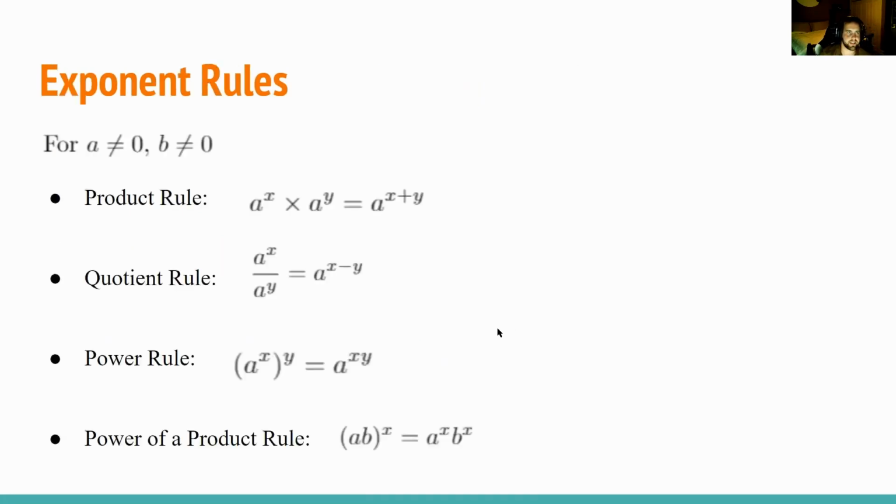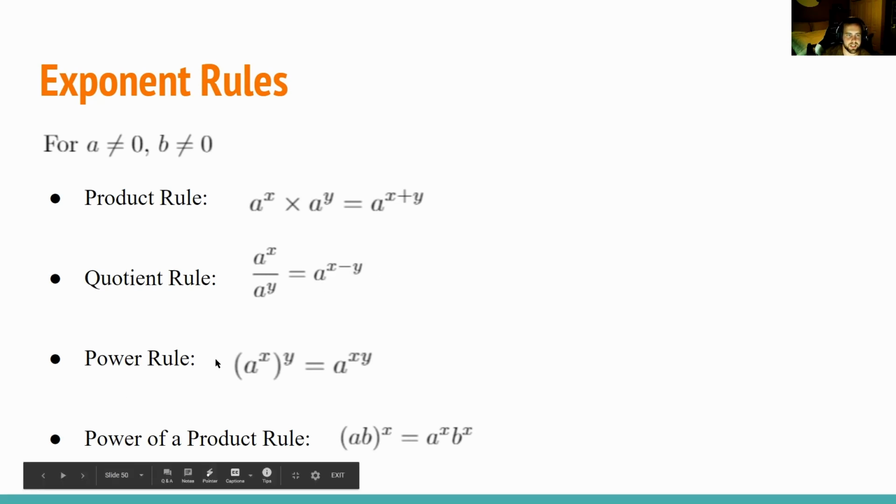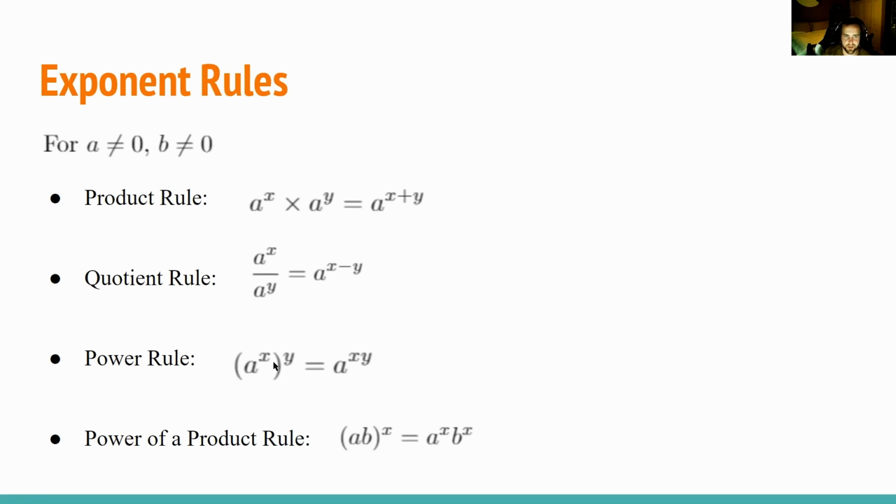And then the last topic here is exponentials. So the product rule, if we have this exponent of this integer times this exponent of this integer, it's x plus y. If these two terms are multiplying each other, you would add up the exponents. So the quotient rule is a to the power of x divided by a to the power of y is just a to the power of x minus y. So this is the power rule. Now if we have a to the power of x raised to the power of y, do you combine them together?